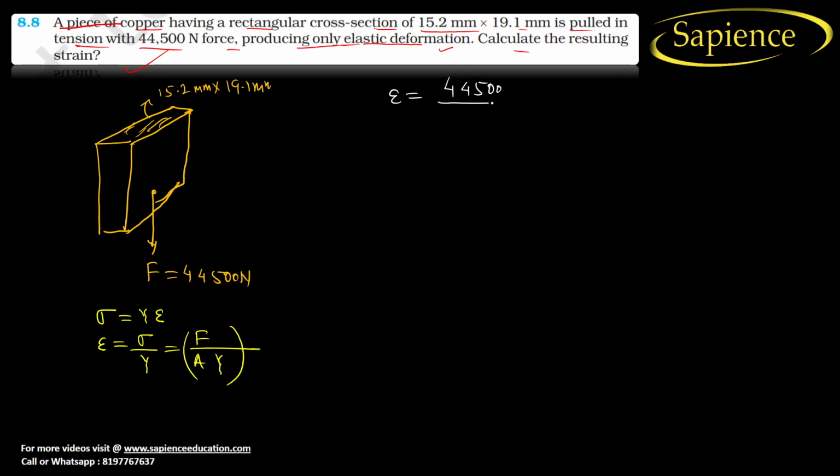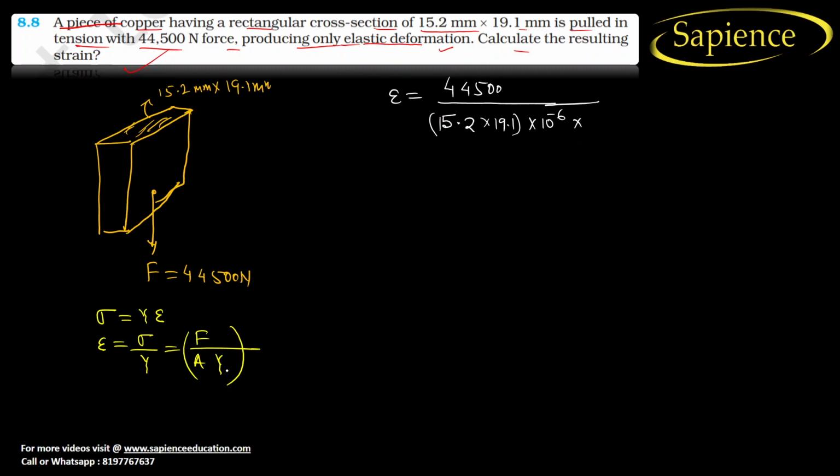44500 divided by area. So area is basically the area of the rectangle, length into width, that is equal to 15.2 into 19.1. Since it is in mm, we need to convert it into meter. So this is 10 power minus 6 meter square. To convert from mm square to meter square, we have to multiply it by 10 power minus 6. So we have converted this.